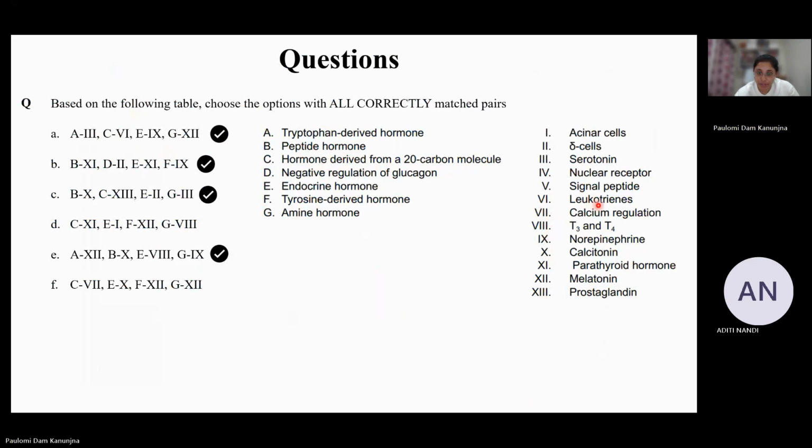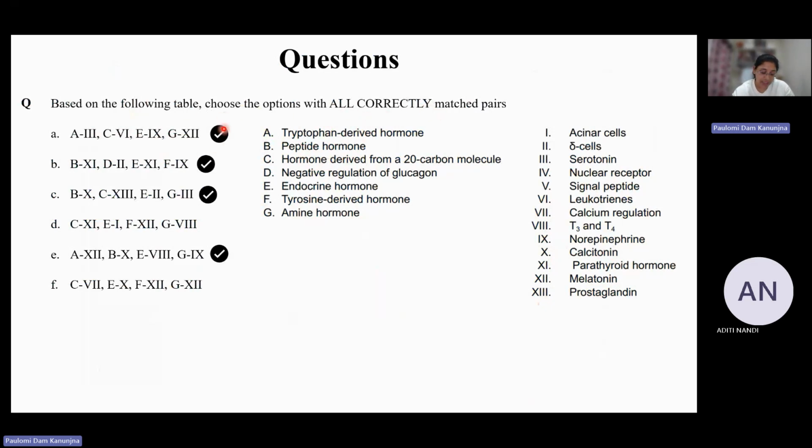So that's correct. E is endocrine hormone, which says 9, norepinephrine. We already have seen this, right? We know it's correct. G is amine hormone, which it's saying is melatonin, which is also correct because melatonin is an amine hormone derived from tryptophan. So all the options here are correct. The question says you need to choose options which are correctly matched pairs.